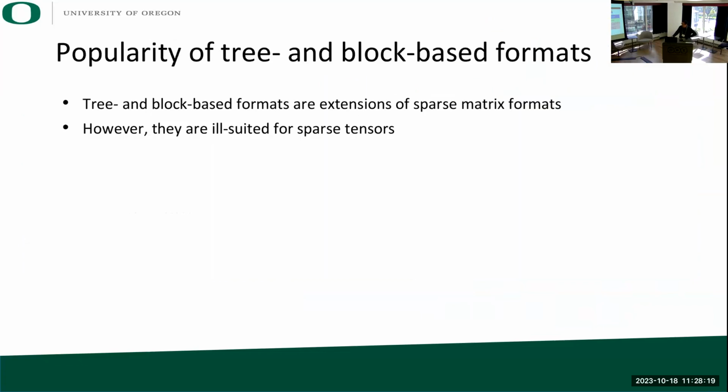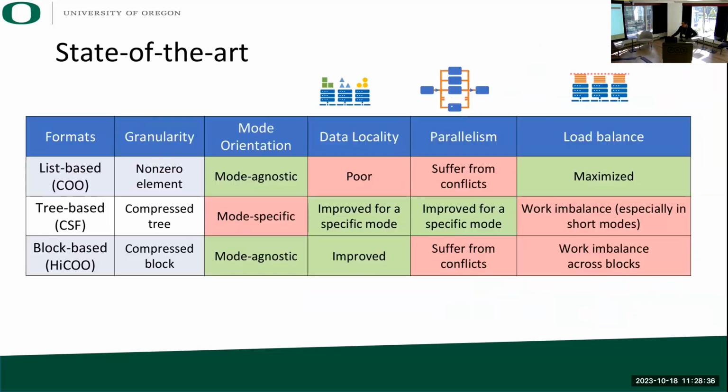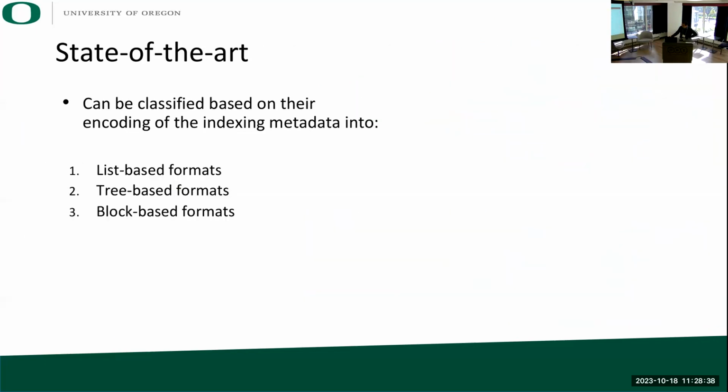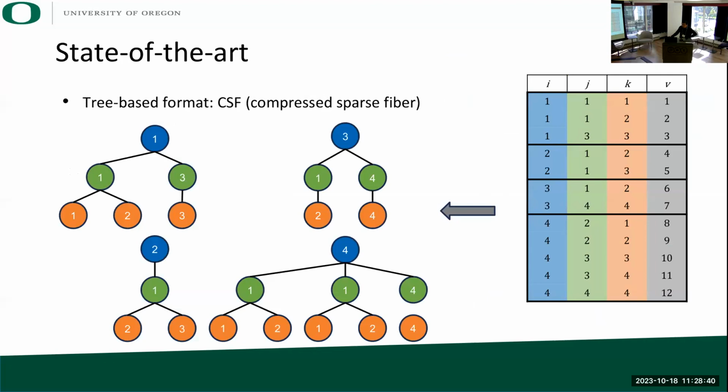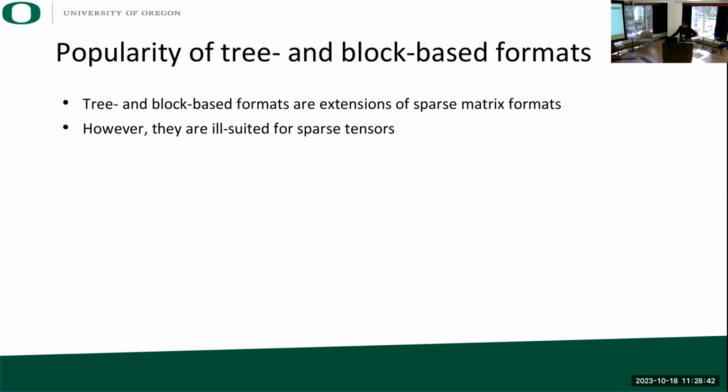So why is that? Why are tree and block-based formats popular with the current research HPC community? My guess is that it's because we're coming from decades of research in sparse matrices, and this is what's been popular with sparse matrices. So naturally, we extend these formats. For example, CSF is a high-order extension of CSR. So we've had this preconceived notion that this type of compression is good for sparse matrices, so therefore it must be good for sparse tensors.